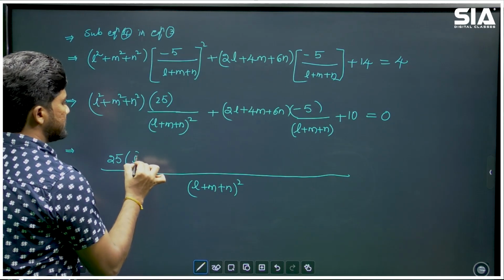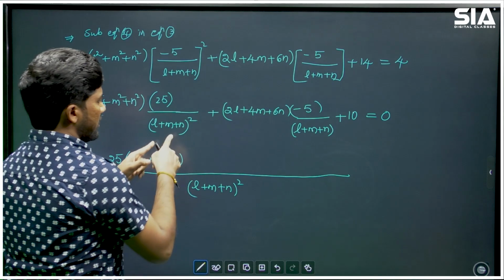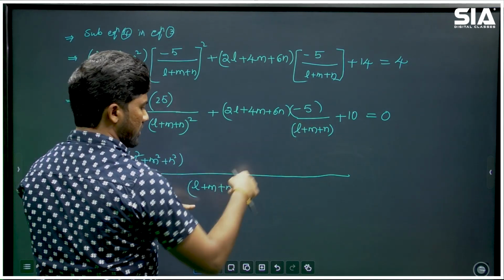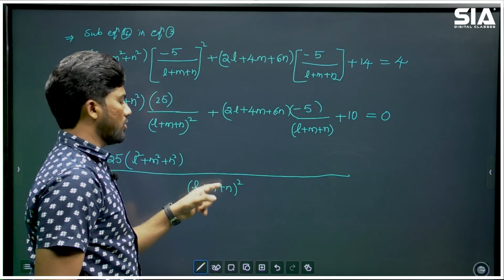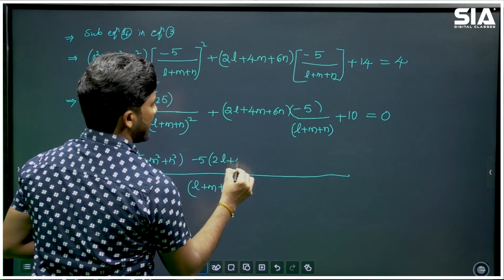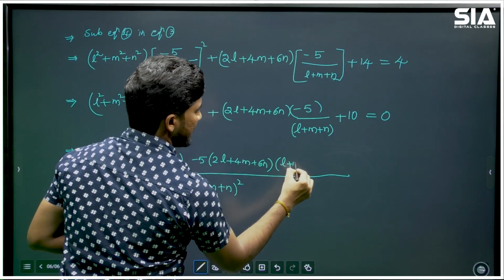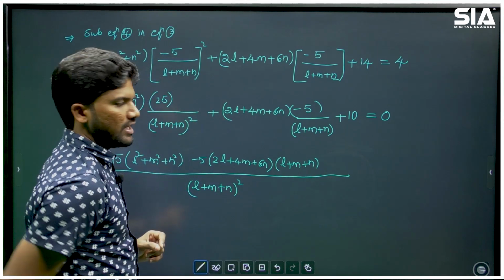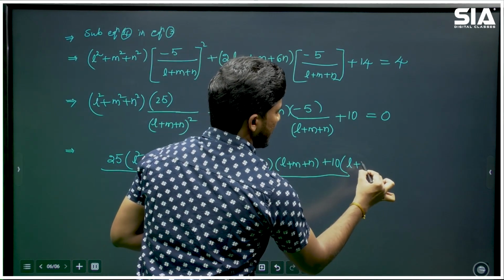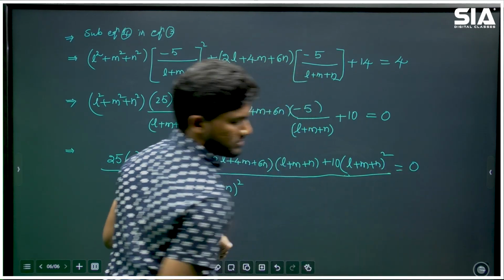25 into L square plus M square plus N square. Now if you multiply the second fraction with the LCM, L plus M plus N, one value will get cancelled and one more value is remaining. So therefore minus 5 into 2L plus 4M plus 6N into one more value, L plus M plus N. And here the constant is 10, 10 into the LCM value L plus M plus N whole square, is equal to 0.